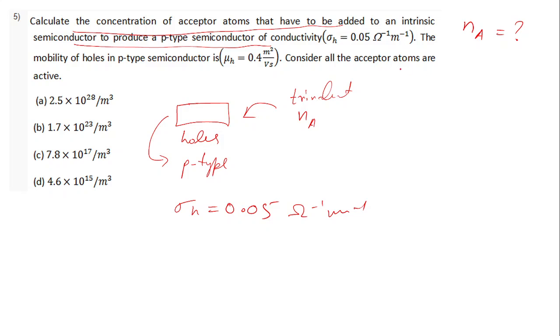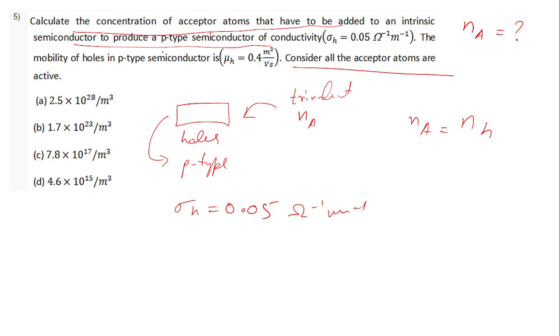Consider all acceptor atoms are active. Because of a defect or something, maybe I'm adding 2 and only 1 is active, but here we just have to accept that whatever number of acceptor atoms I'm adding, all are accepting electrons from my material. So the number of acceptor atoms I'm adding, the same number of holes I will get in my material. I hope this is clear. The number of atoms that I'm adding, the same number of holes I will have in my material.